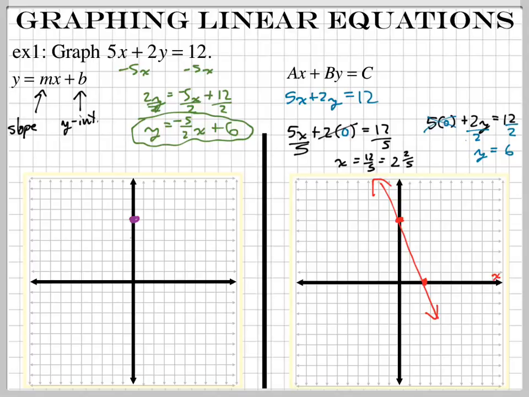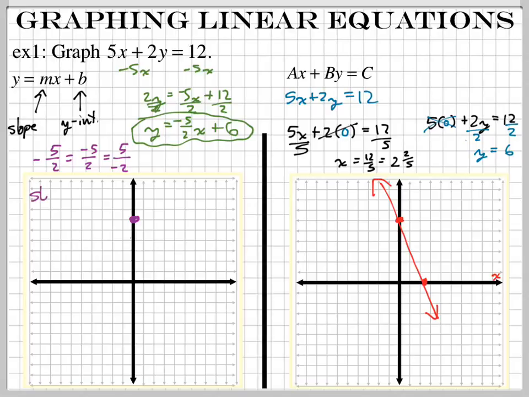Now, I wrote the negative on the 5. Sometimes, if it's printed, they'd put the negative in front of the fraction. It would look like this, negative 5 over 2. Well, you could take that negative and put it on the 5, or you could put it on the 2. It doesn't matter which one you put the negative on, you'll get the same line.